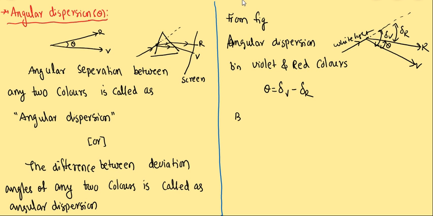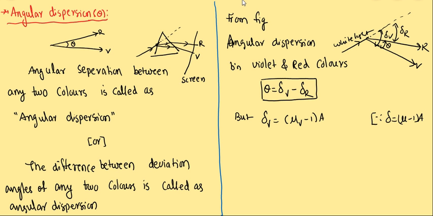But what is delta V? Delta V is the deviation angle of violet color. We write it like this: nu V minus 1 into A, because we know the formula for delta is nu minus 1 into A. This is angular dispersion formula 1. And delta R also, that is nu R minus 1 into A. If you substitute in the above equation, then we will get the angular dispersion final formula. Theta is equal to nu V minus 1 into A minus nu R minus 1 into A.